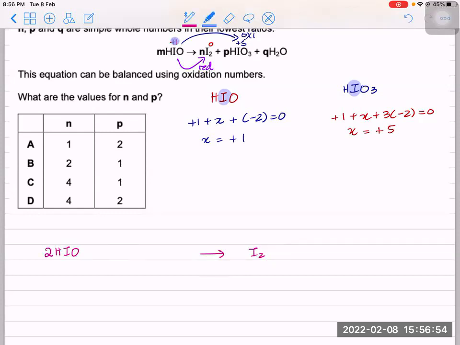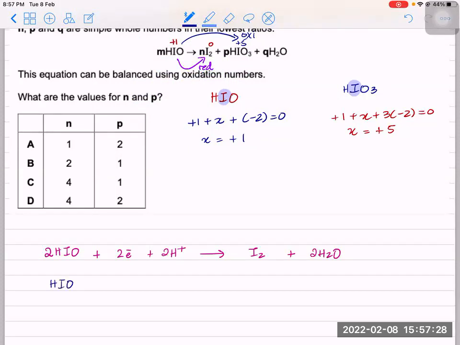Now the change is by how much? From +1 to 0. So only changing by 1. So each iodine must be gaining 1 electron. Since you have 2 I's, they'll be gaining 2 electrons, to make I2. Then we balance the O's. You have 2 O's on this side. So you put 2 H2O over here. Now you have 4 H's on this side, 2 on this side. So you put 2 H plus over here. Done. Let's pick the next equation.